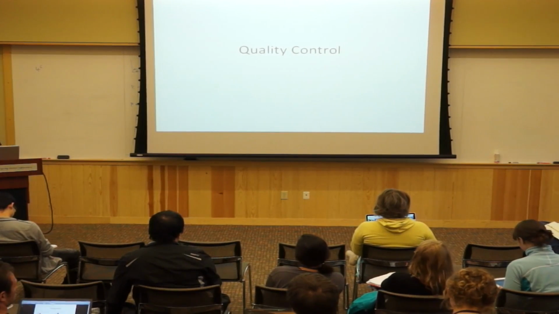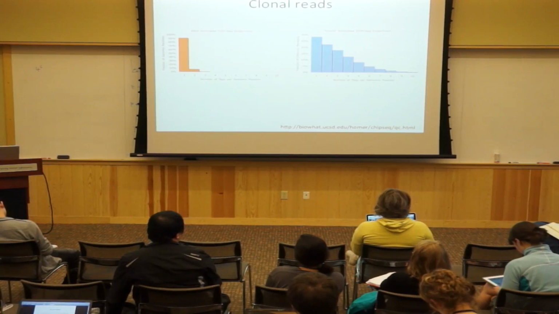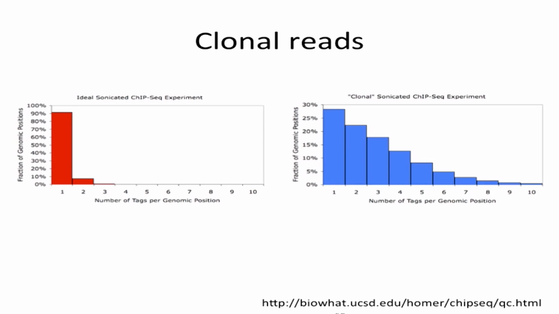So these are some of the procedures that you would do for quality control for ChIP-seq. The first, a very important one, is to estimate how many clonal reads you have in the genome. Can anybody remind me what clonal reads are? What's a clonal read? What do you mean from the same cluster? So like a read that's duplicated from the same cluster? That's not it.